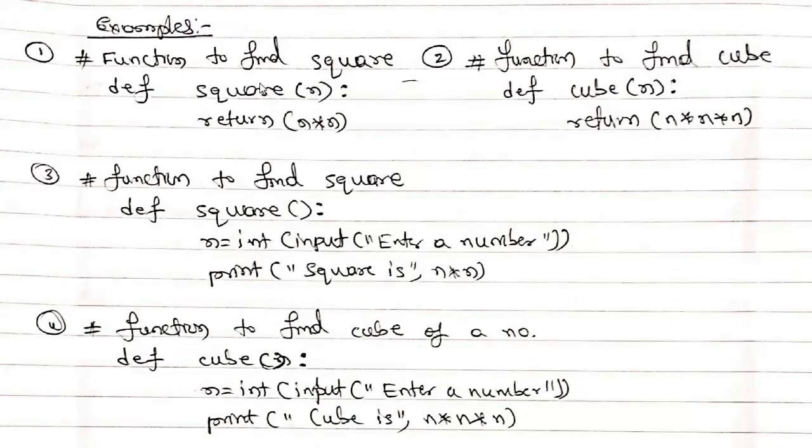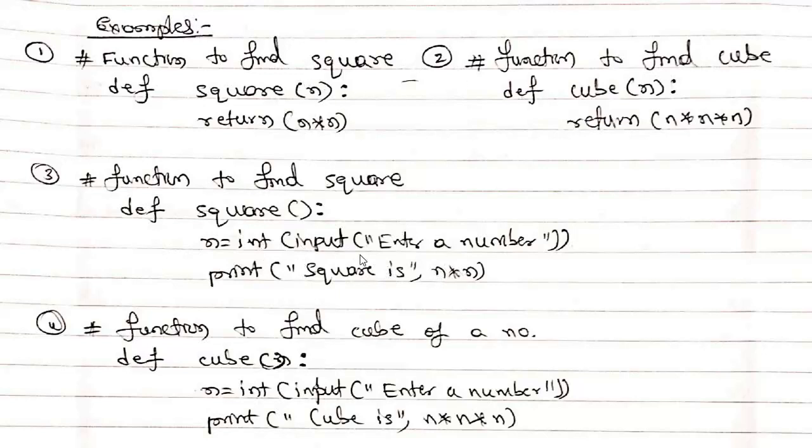This is a function to find square. It takes one value, multiplies it twice, and gives it back. This one takes one value, multiplies it with the same thing 3 times, and gives it back. That is how to find cube. This is a square function, same thing. This one is taking input, this one is not taking input. It takes a value, prints an appropriate message, and the square answer will be displayed.